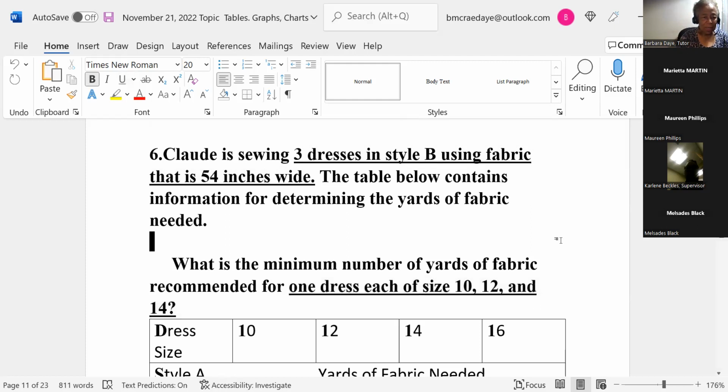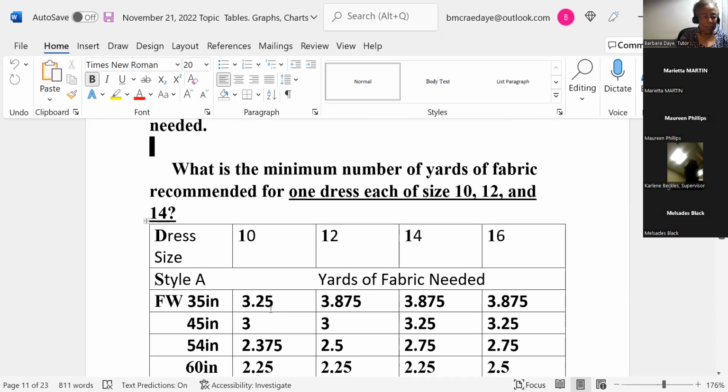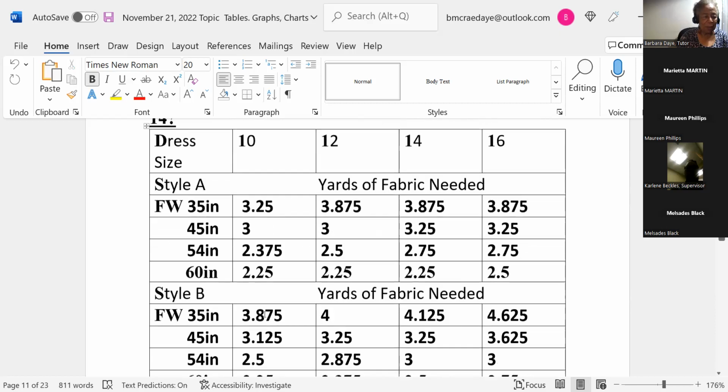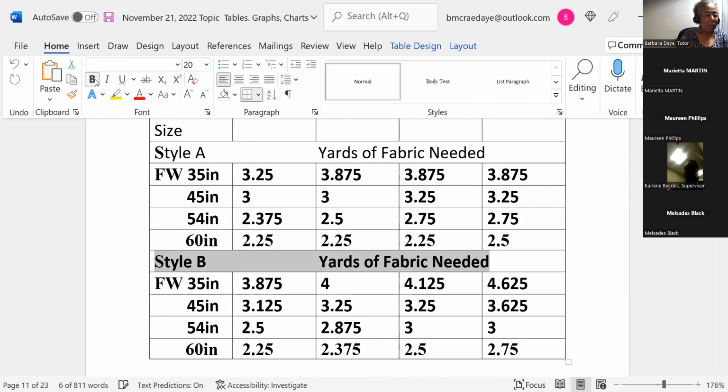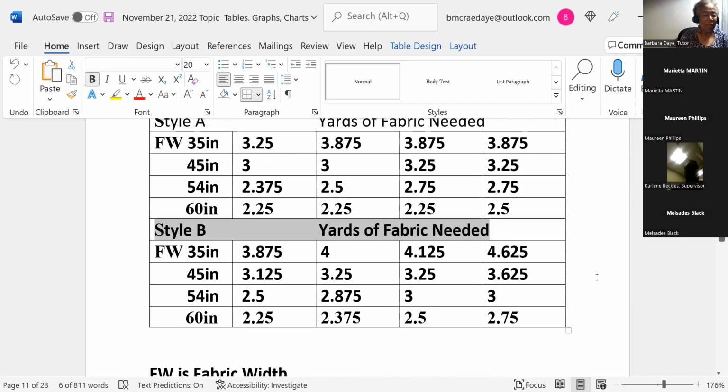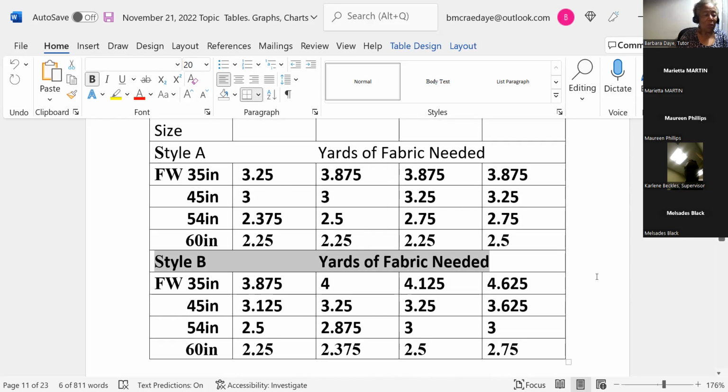Okay, so the first part of the table is style A. So you don't need that part of the table. You need the table for Style B, right? Okay, this is the table you need. So I read down to 45 inches, right? But no, you only need the 54. Yeah, you know what, right.